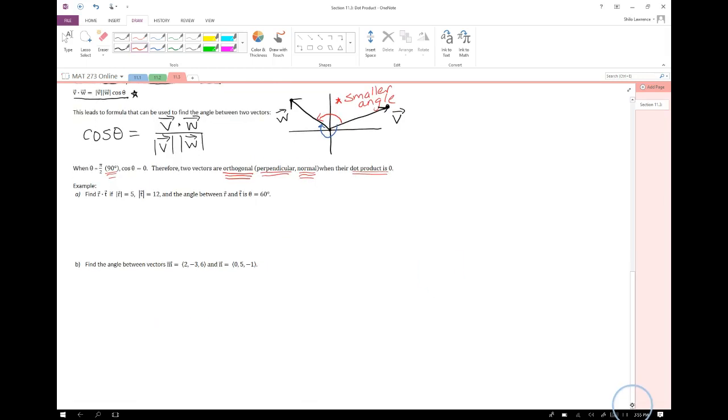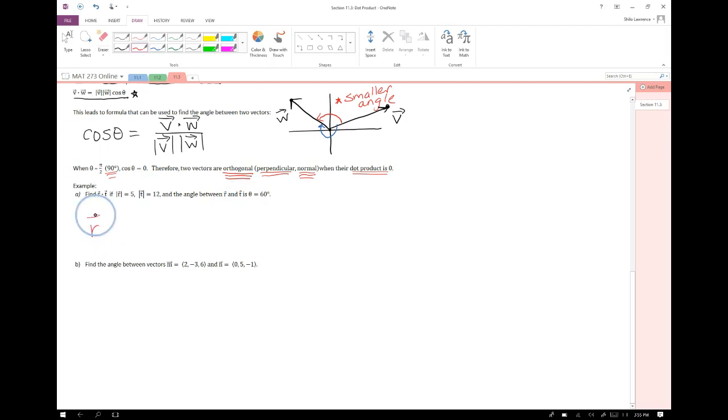So let's try a couple of examples with these angles. First, we're going to do a geometric dot product, and then we're going to calculate an angle. So we want to find r dot t if the magnitude of r is 5, the magnitude of t is 12, and the angle between r and t is 60 degrees.